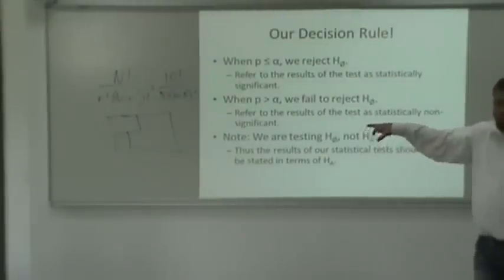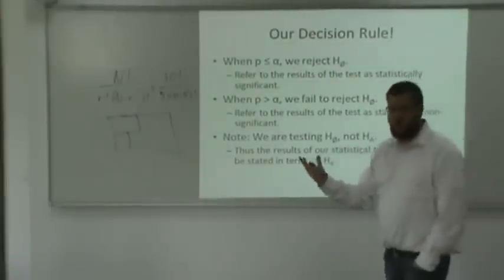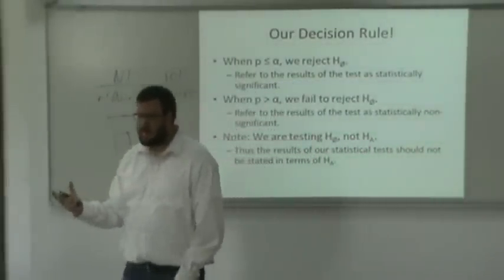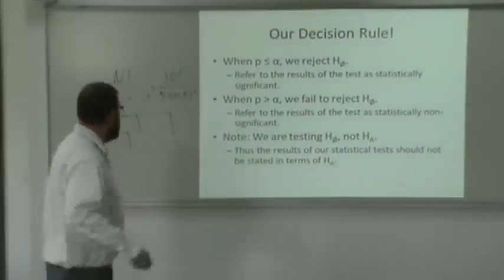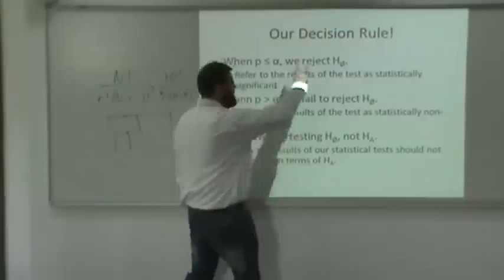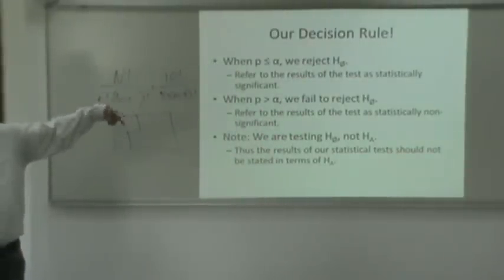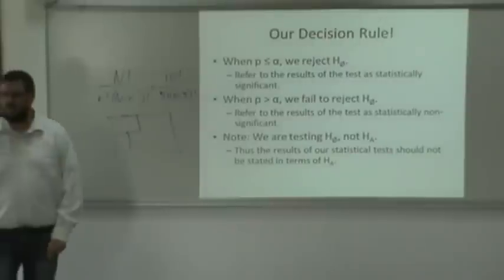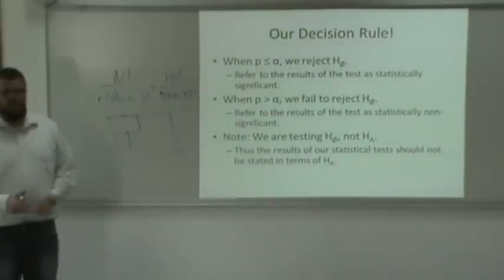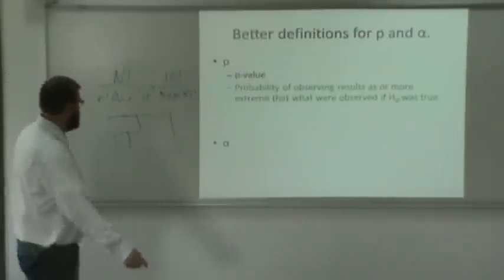Now, we're testing the null hypothesis, right? We're taking the parameters that we get from the null hypothesis. So we're not really testing the alternative hypothesis, we're testing the null hypothesis, right? So when we are saying what we're doing, we should keep it in terms of the null hypothesis. We reject the null hypothesis. We fail to reject the null hypothesis. Not we reject the alternative hypothesis, right? Because we're not testing the alternative hypothesis. We are testing the null hypothesis.